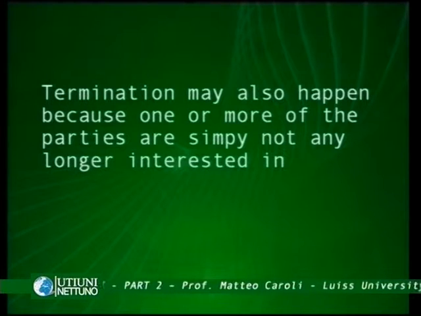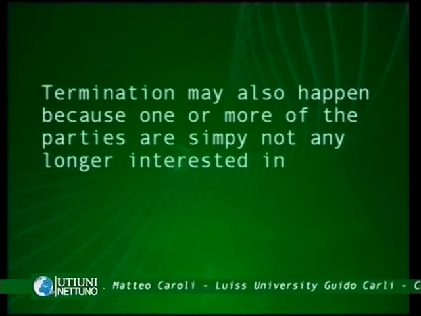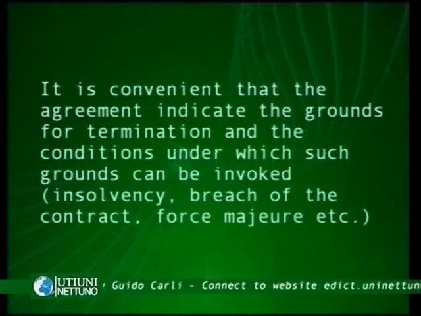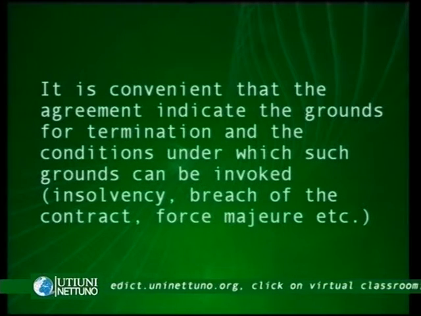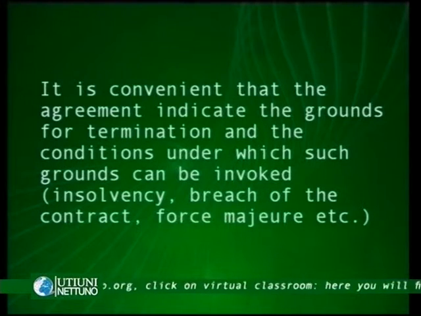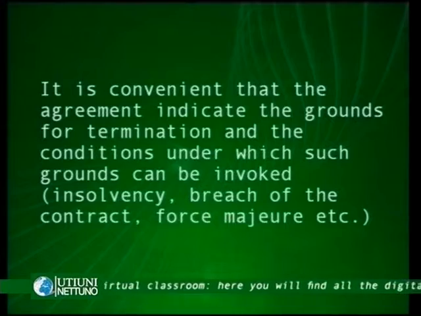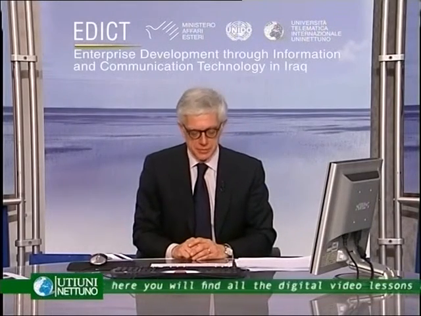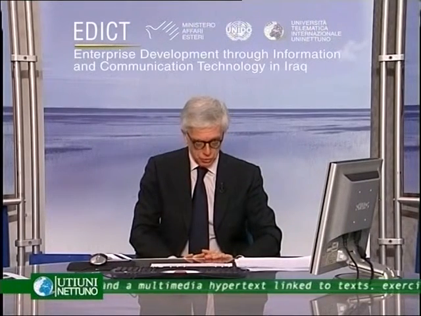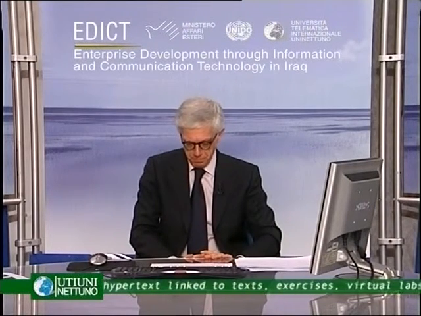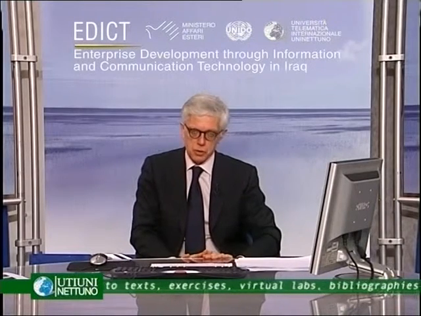So termination may also happen because one or more of the parties are simply not any longer interested in the alliance. It is convenient that the agreement indicate the grounds for termination and the conditions under which such grounds can be invoked, like insolvency, breach of the contract, force majeure, and all the different situations we described before. Because of the relevant investment required to establish the joint venture, the parties may wish to restrict the right to terminate at will, at least in the earlier years of the joint venture's life cycle.